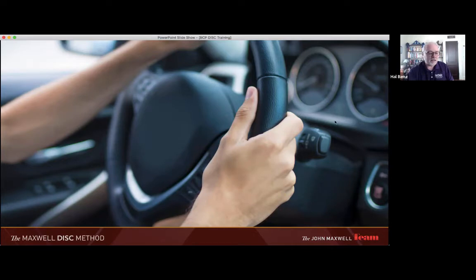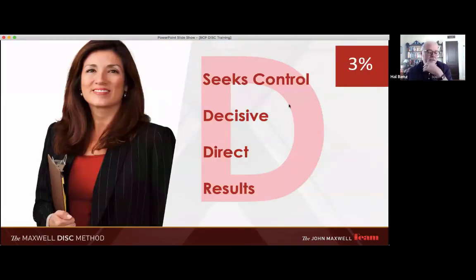And let's think about the high D's. They make up about 3% of the population. Really, only 3% of the population is predominantly high D, meaning that's exclusively what they are. You know, I think God, in God's infinite wisdom, said, you know what? We need these high D's. They're good decision makers. They get things done. But my gosh, if we have too many of them, we're going to be at war all the time.